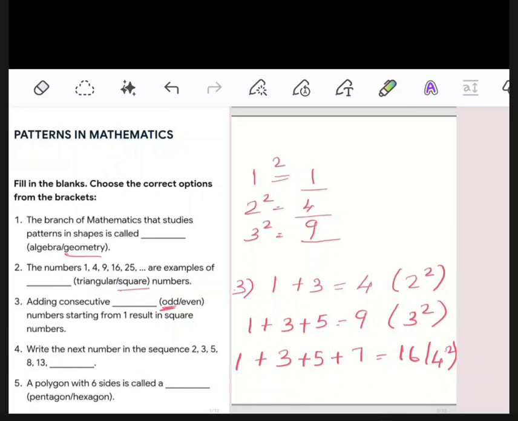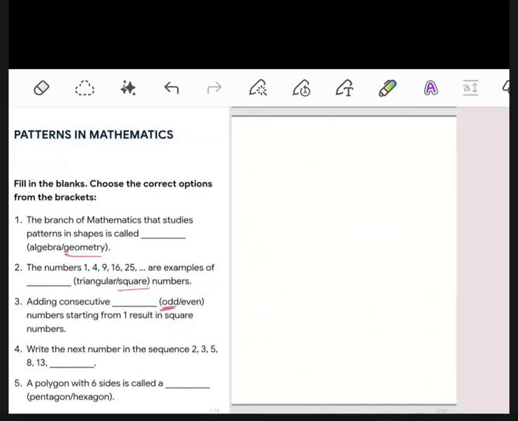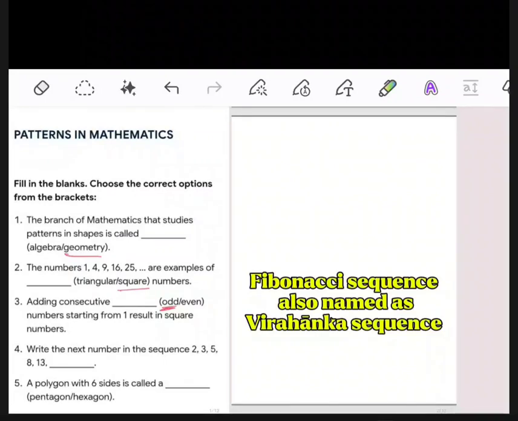Fourth question. Write the next number in the sequence 2, 3, 5, 8, 13. So these patterns are following Fibonacci patterns. So this pattern states that where you add the previous two numbers together, you get the next number. Let us do the examples.